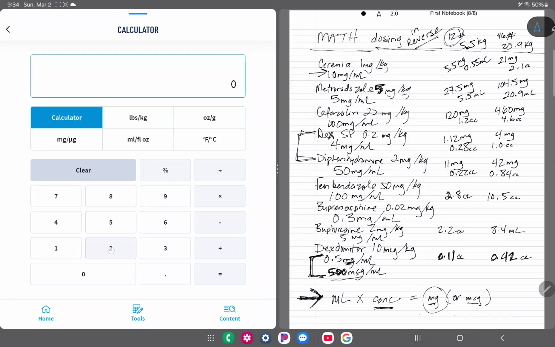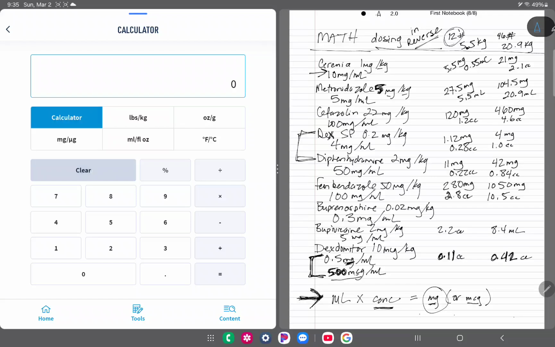Fenbendazole, 2.8 mils was given. You take that times your concentration, which was 100 mg per mil, and you get 280 mg per dose was given to that cat every day for 5 days. Same with the dog. We got 10.5 mils every day for 5 days. If you take it times 100 mg per mil, the concentration, you'll get your milligram dose. 1050 milligrams. Buprenorphine.